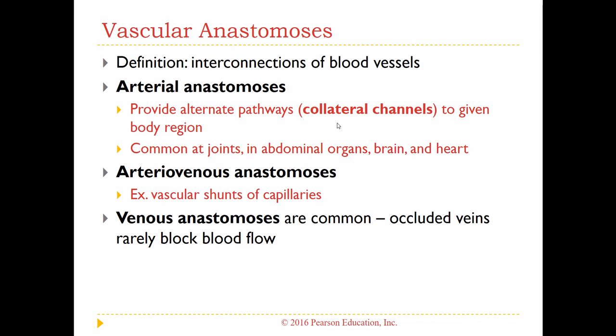Those vascular shunts, those little thoroughfare capillaries and the channels that we see in the capillaries that directly connect an arteriole and a venule, are a particular type of anastomosis. It's arteriovenous because it's connecting an arteriole and a venule. And then actually in the venous system, there are lots of vascular anastomoses. It is very unlikely that if you have a blood flow problem, it's due to a blockage in a vein. Usually the more damaging case is if you have an occluded artery.